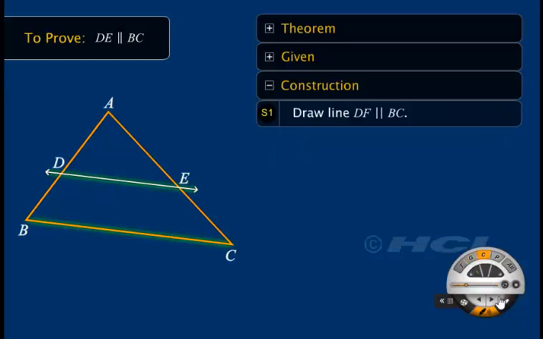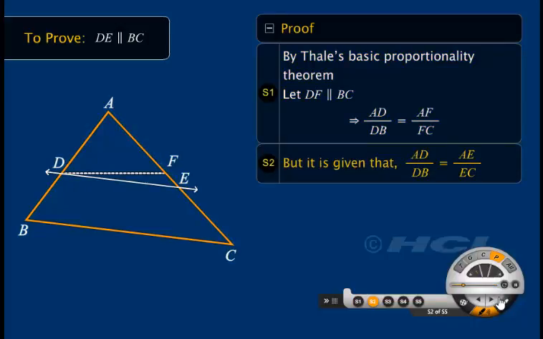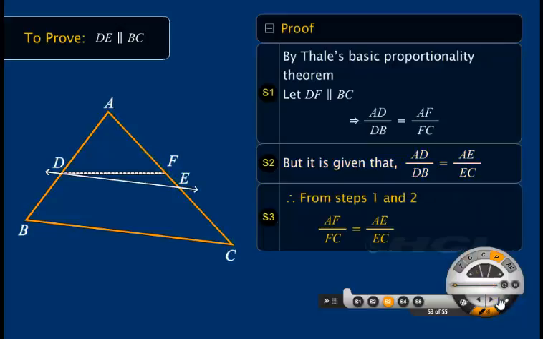Suppose DE is not parallel to BC, then let another line DF be parallel to BC. As DF is parallel to BC, by Thales' basic proportionality theorem, the ratio of AD to DB is equal to the ratio of AF to FC. It is given that the ratio of AD to DB is equal to the ratio of AE to EC. Therefore, from steps 1 and 2, the ratio of AF to FC is equal to the ratio of AE to EC.